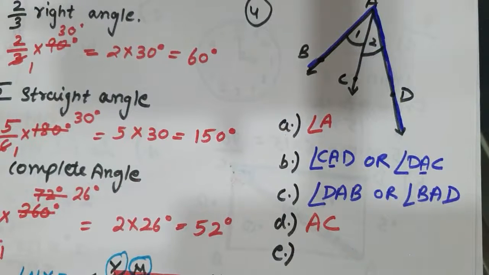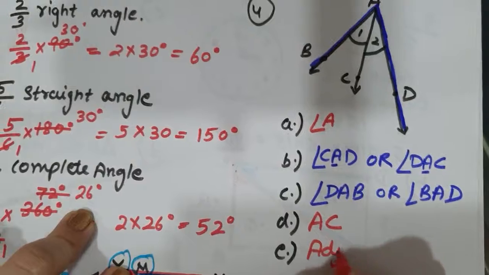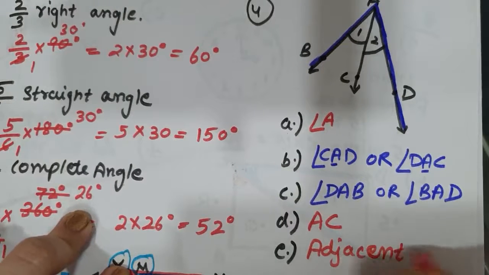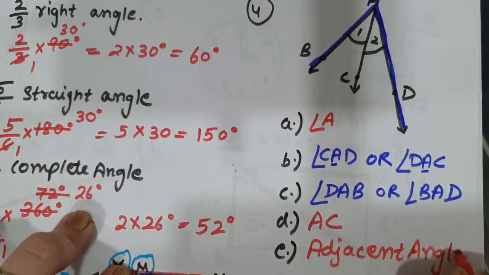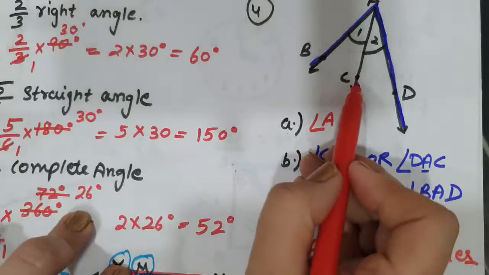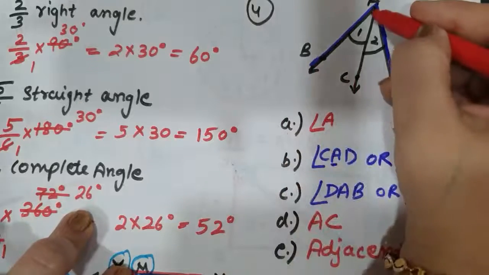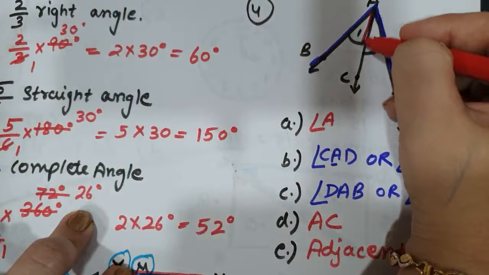And then the last part, that is E part. Angle 1 and angle 2 are dash angles. Now you all know any two angles with a common vertex and a common arm, we call those angles adjacent angles, and the common arm should be in the center. It should not be on the side. So we have understood arm AC is common.